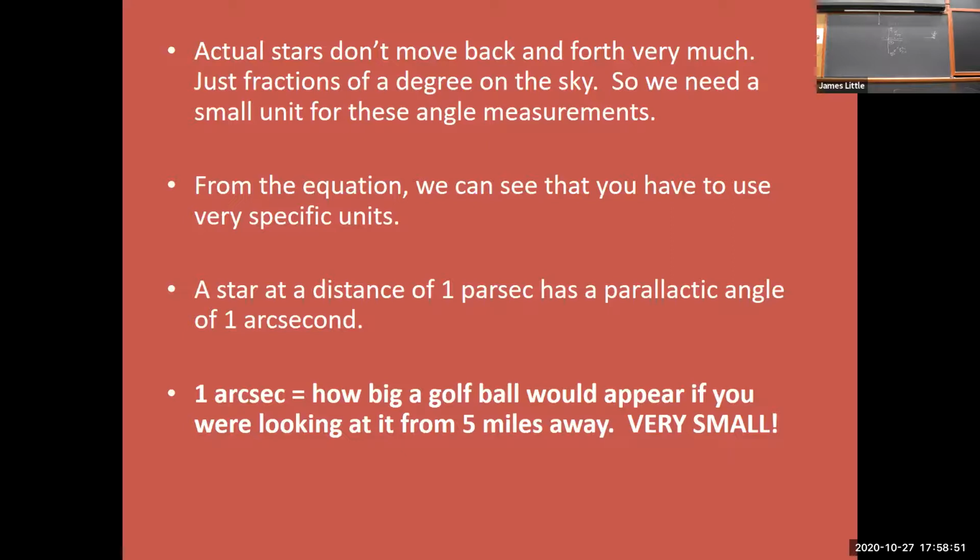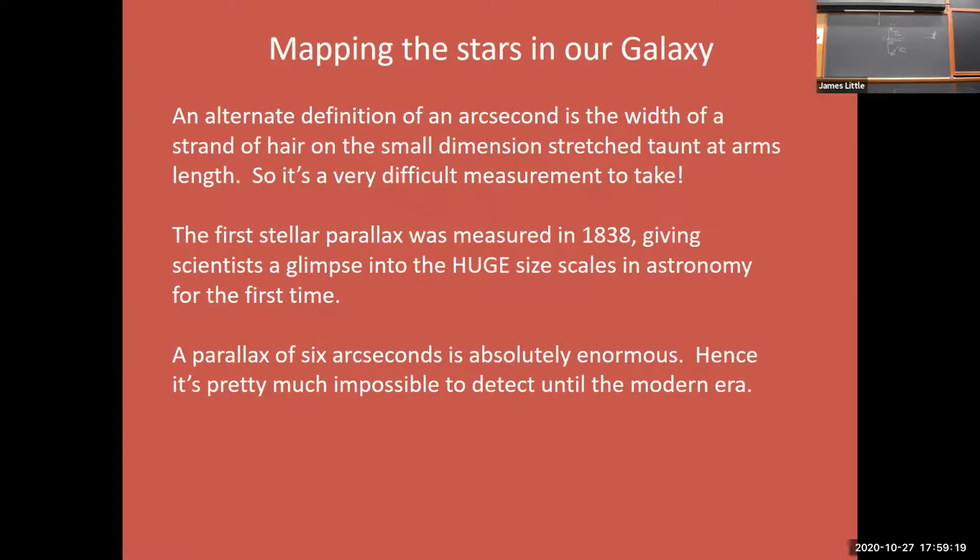So if something is 3 light years away, it'll have a parallax angle of 1 arcsecond. That's 1 strand of human hair held in the narrow dimension at arm's length. Or an alternate way of looking at it is how big a golf ball would appear if you were looking at it from 5 miles away. I cannot see a golf ball from 5 miles away. The same way I can't really see the strand of my hair when I hold it at arm's length. Fortunately, astronomers have computers for this.